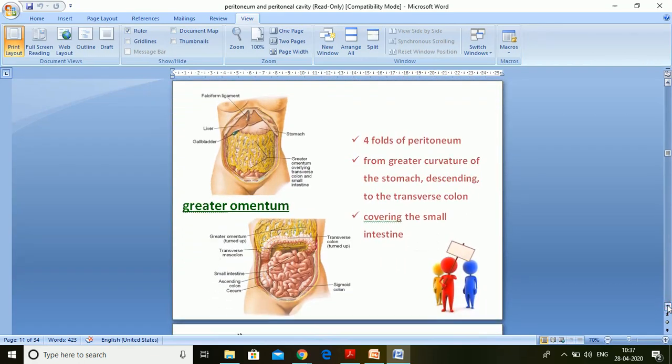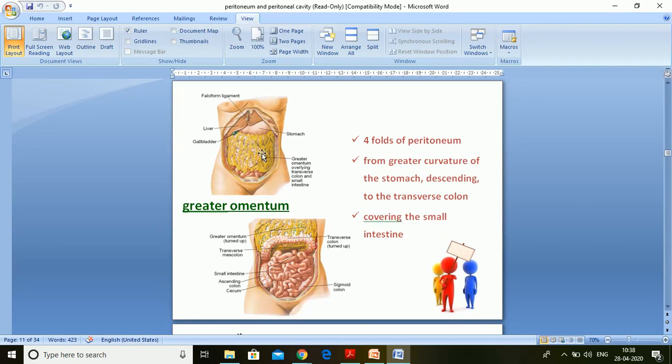Coming to the greater omentum, the greater omentum is 4 folds of peritoneum from the greater curvature of the stomach, descending, covering the descending colon, transverse colon, covering the small intestine completely. So this is the greater curvature of the stomach. From here extends the greater omentum. See, the greater omentum is fully filled with fat and it contains blood vessels as well.